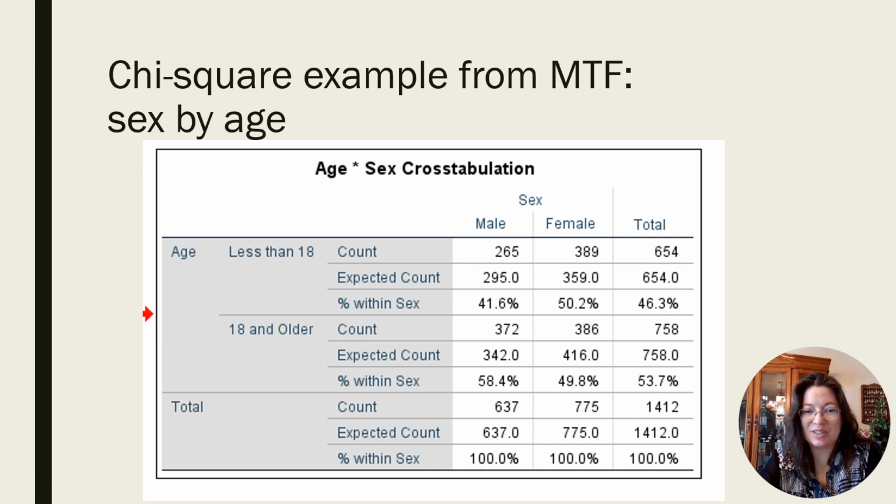You don't need to worry about how these expected frequencies are calculated. I know the textbook covers this, but since SPSS does it all for you, you can just forget about those calculations. They're not necessary. And then we also get the percentages as well to help us. So we can see here that about 50% of the female sample is less than 18, and about 50% is 18 and older.